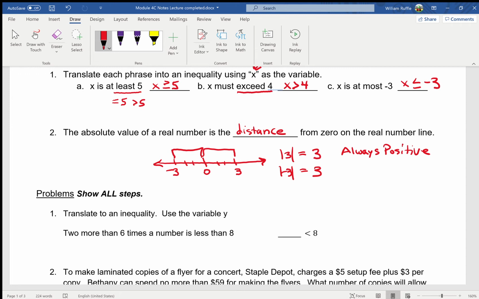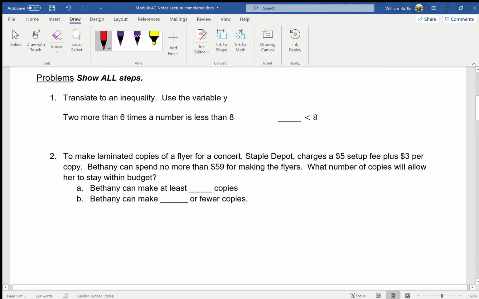And so this is a review of Unit 3. We did this already, but we're going to do it again. Now we're going to solve equations once we start going further in the notes. All right. Next, we're going to translate to an inequality.